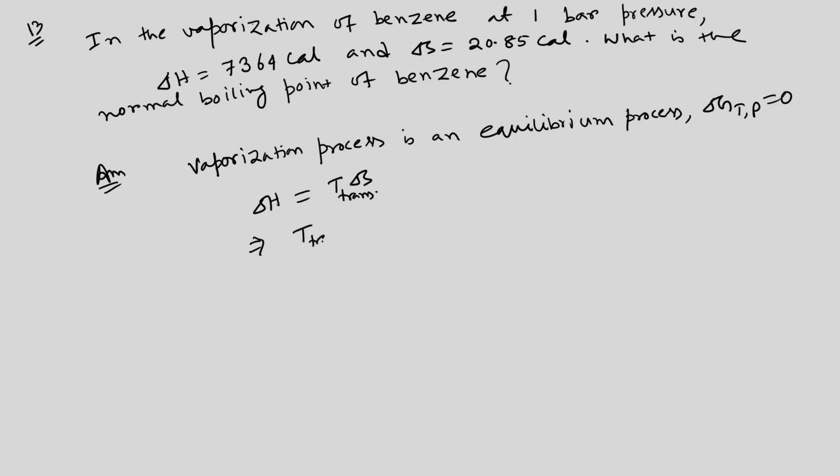So, T transition is delta H by delta S, and we get 7364 by 20.85 calorie per Kelvin, and the value is 353.19 Kelvin. So, this is the answer.